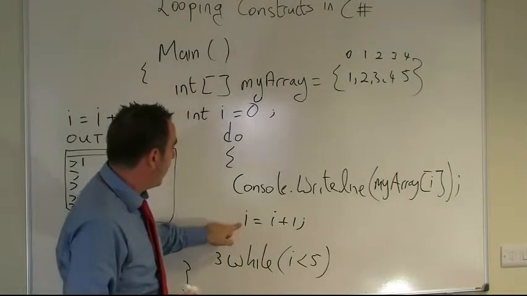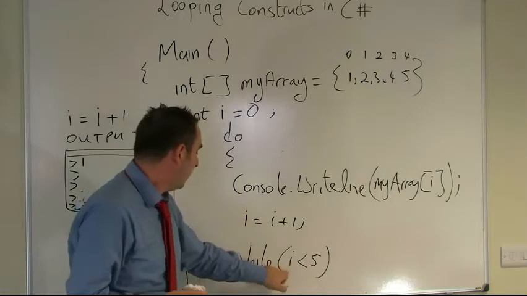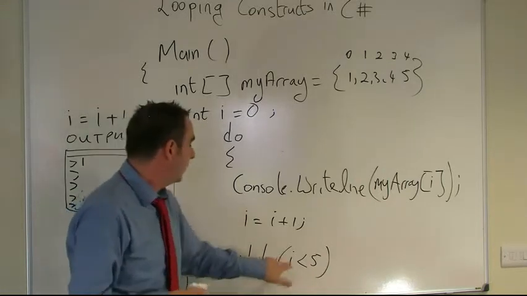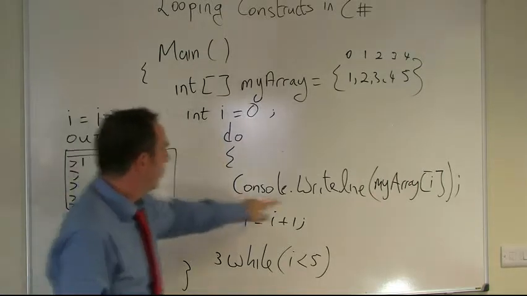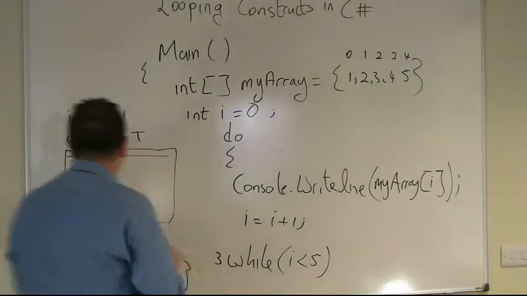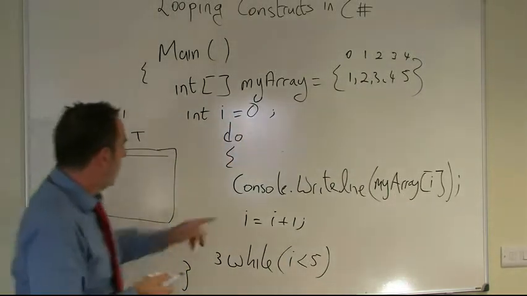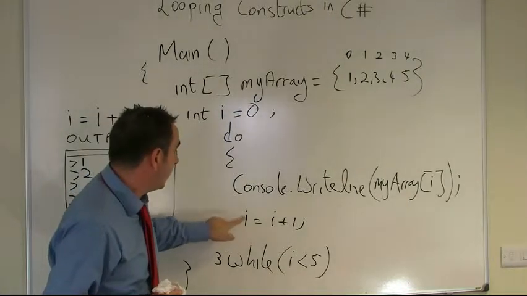Then we increment our I. So now I is equal to 1. And then we check our condition. Is 1 less than 5? Yes, it is. Jump back up to here. We'll print out my array, index 1, which is 2. 2 gets written. I will go to index 2.